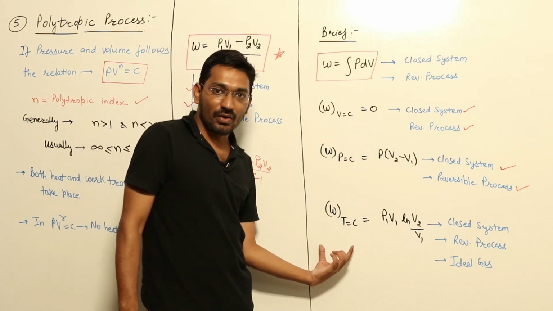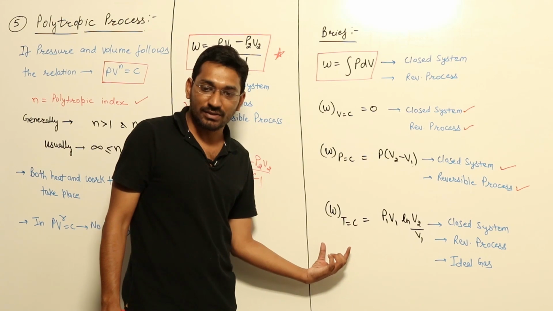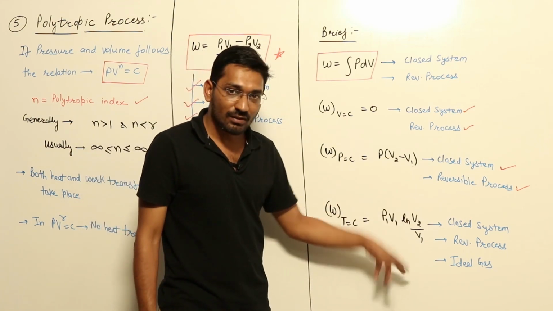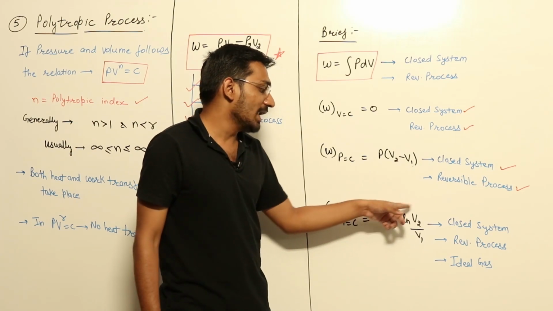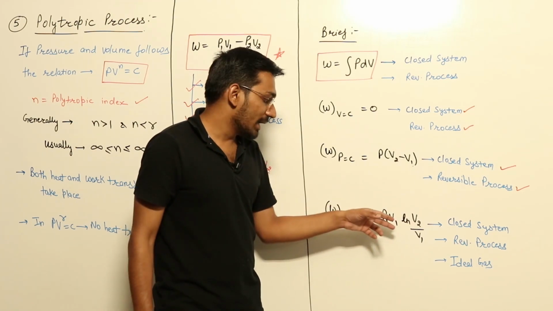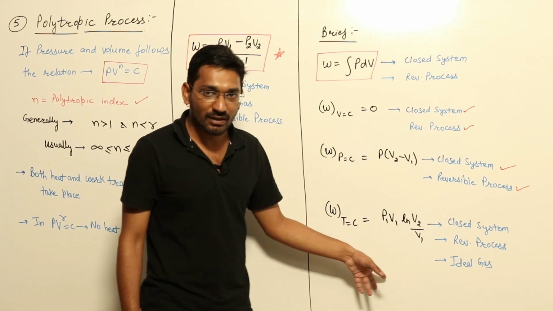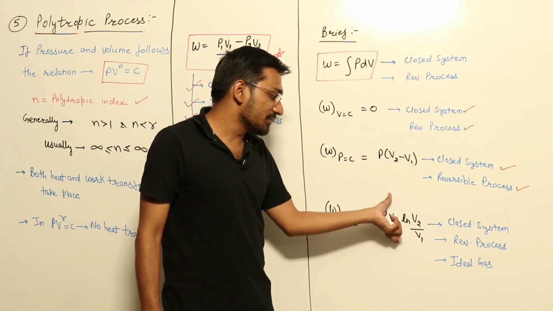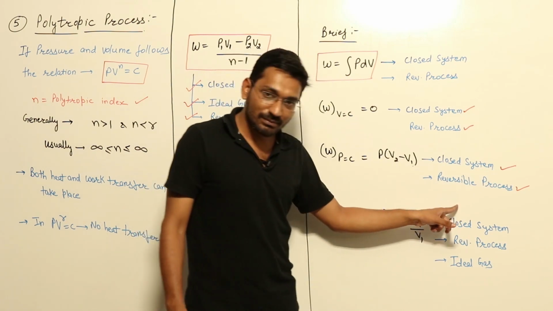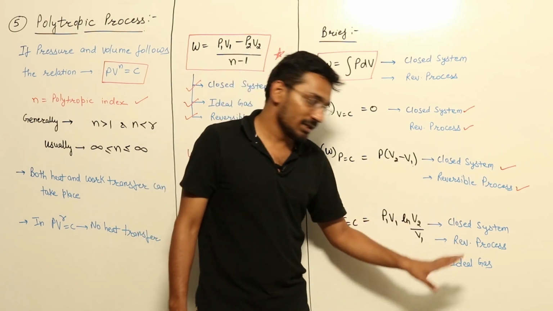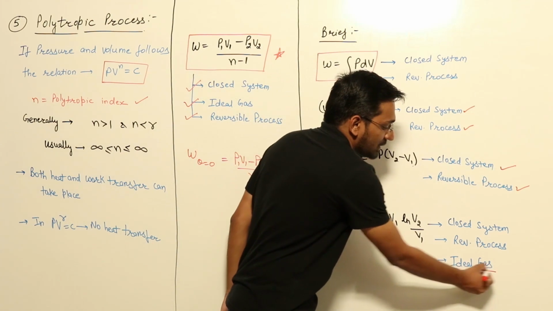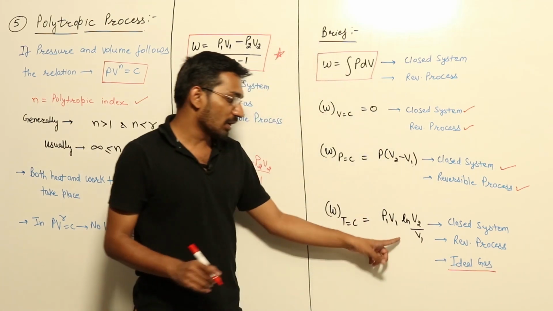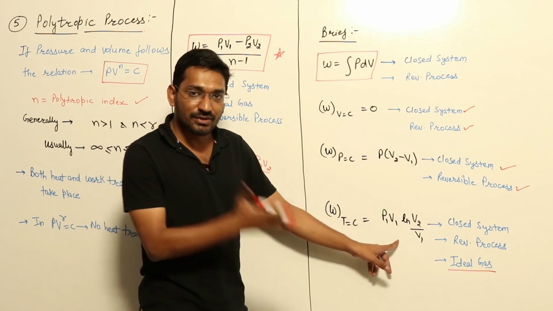Work done in a constant temperature process, or isothermal process, is P1 V1 ln V2 by V1, or P2 V2 ln V2 by V1, or mRT ln V2 by V1. These are one and the same thing. The assumptions for using this formula are a closed system and a reversible process. One more assumption is added here, which is ideal gas. If the gas is not ideal, you cannot use this formula for your isothermal case.